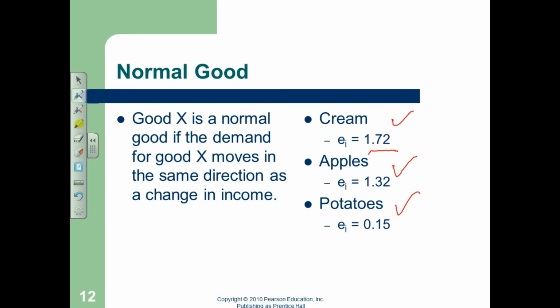For cream, it is 1.72, very elastic. For apples, it is 1.32, also very elastic. For potatoes, it is 0.15, inelastic, right? So you can imagine if your income goes up, you're not going to consume a whole lot more potatoes. It's not so exciting that you go out and eat potatoes every night.